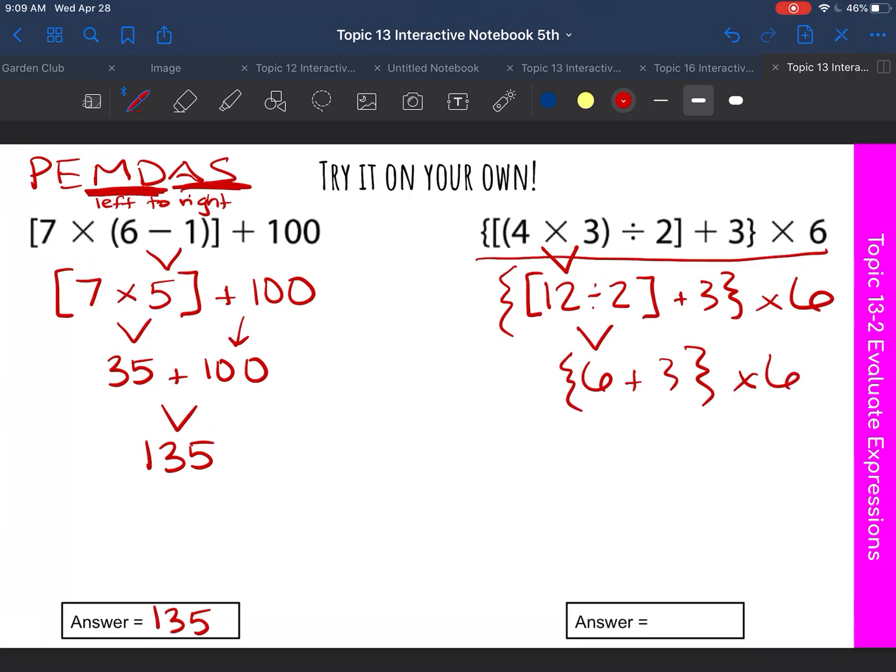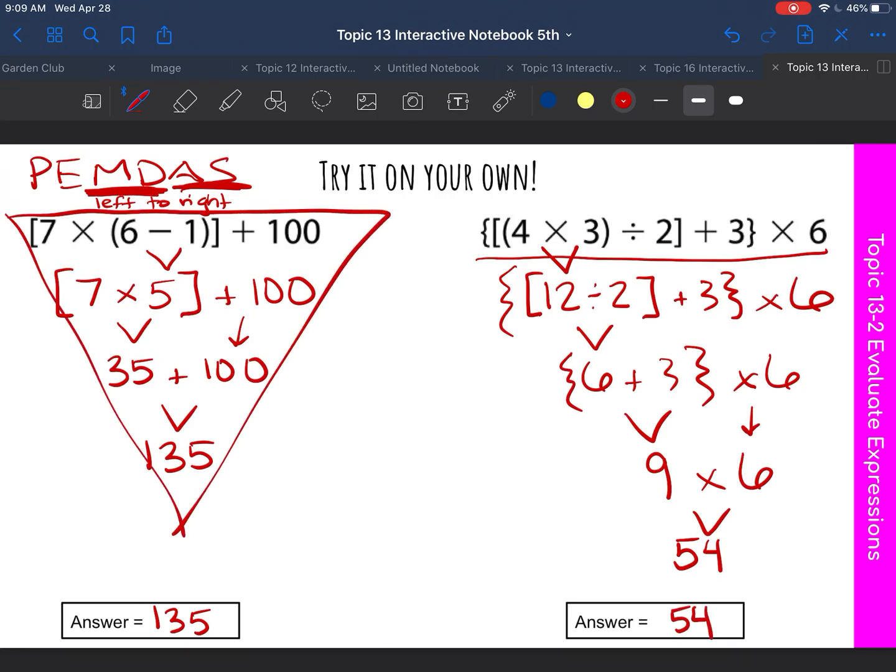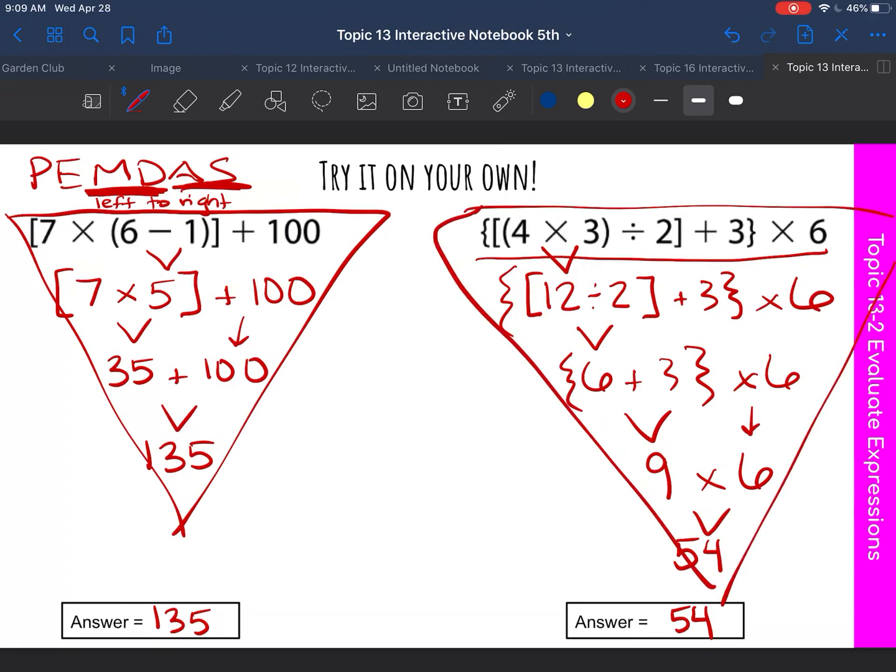Now what are we going to do? Now we're going to do 6 plus 3, which is 9. And then bring down the times 3, which we haven't touched yet. So 9 times 6 is 54. So our answer is 54. And you can see with both of these guys, look, we got our pizza shape. We went from something big to just one singular answer.